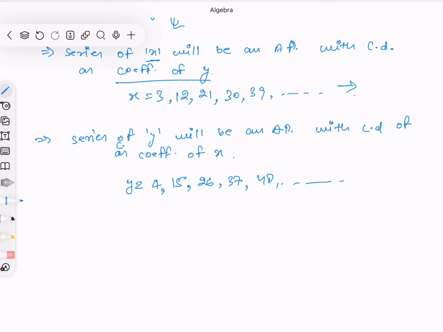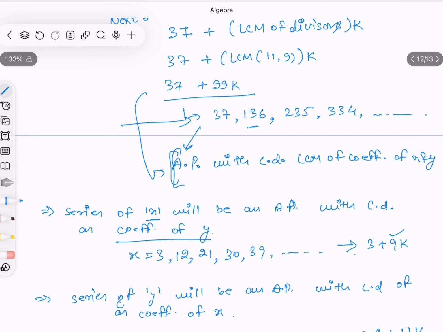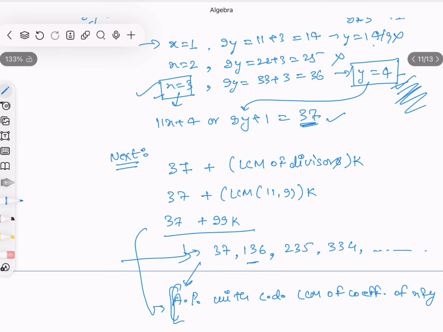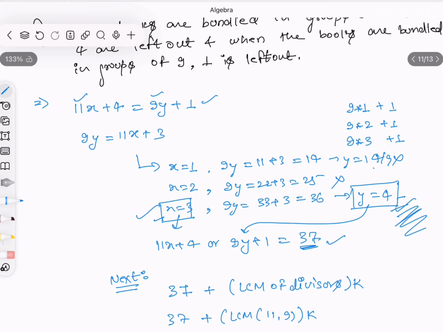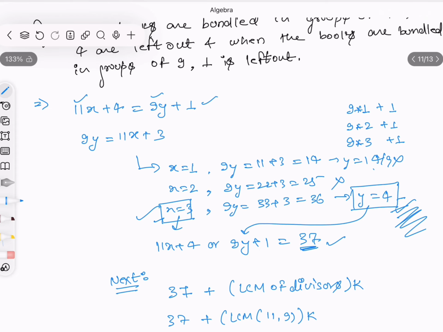If you want to write the equation for this, it will be 3 plus 9k, right? Because 9 is the common difference of this series. For this, the initial value is 4 and the common difference is 11, so this will be 4 plus 11k. Now you can put k equal to 0, 1, 2, 3, 4 in both the equations, and you will have the values for x and y. So this is one way to do this. It can be done very quickly. I just wanted to explain everything, so that is why it took some time. But you see, it is really easy to do actually. Now, one thing. Look here.